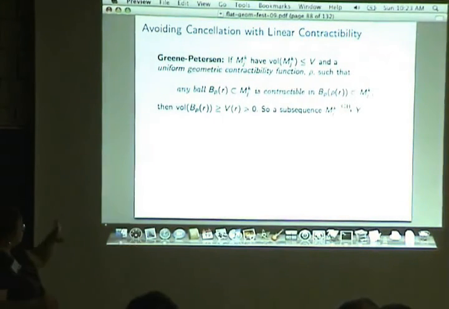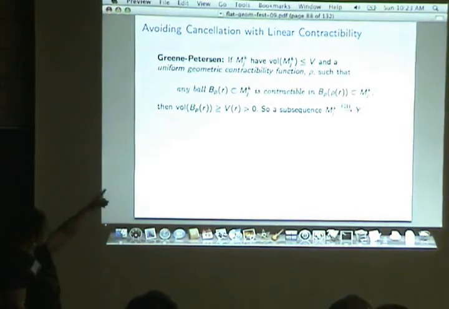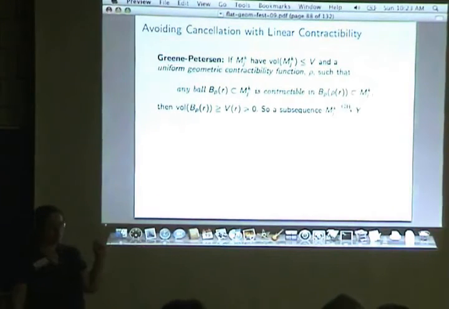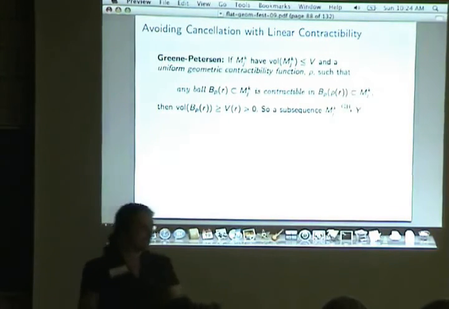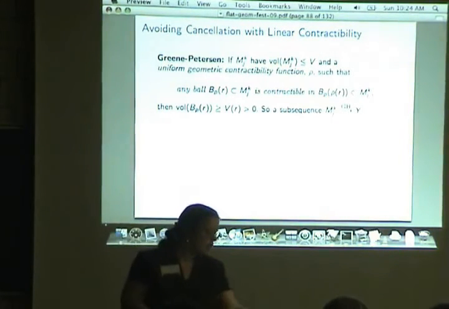They assume that there's a uniform rho, and they assume that the volume is uniformly bounded above. They're able to prove the volume is then uniformly bounded below. So if these balls contract in a uniform rho, for all the sequence M_j having the same rho, then the volume is bounded below for all balls, and a subsequence converges in the Gromov-Hausdorff sense.